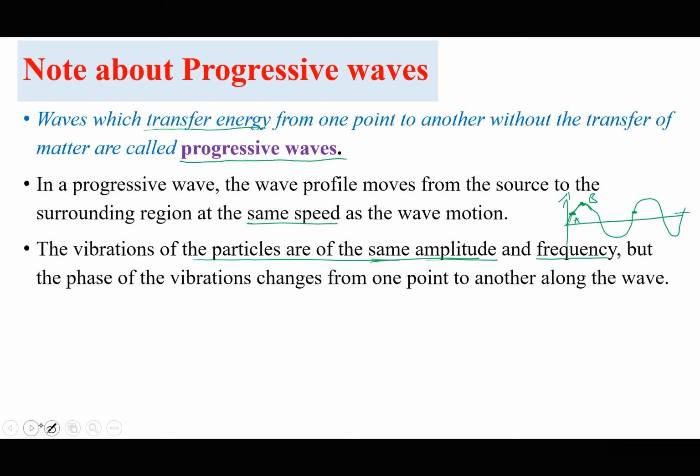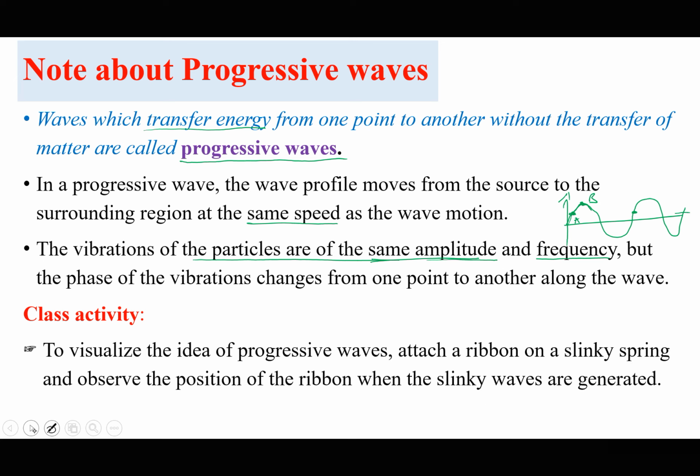As a class activity, you can try to visualize progressive waves. You can attach a ribbon on a slinky spring and observe the position of the ribbon when the slinky waves are generated. Of course, this is an easy demonstration where you see that the ribbon just moves back and forth. In other words, it oscillates, but does not leave one end to the other end. However, you notice that as waves are being generated, energy is propagating from one end to another end, but the ribbon itself does not move from one point to another point. It just oscillates about the same position. That is a progressive wave.